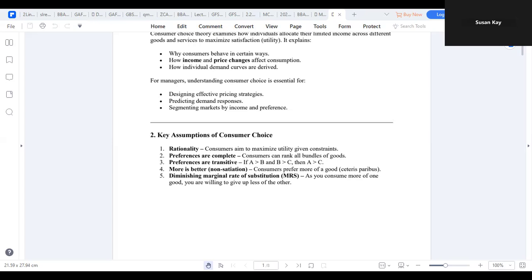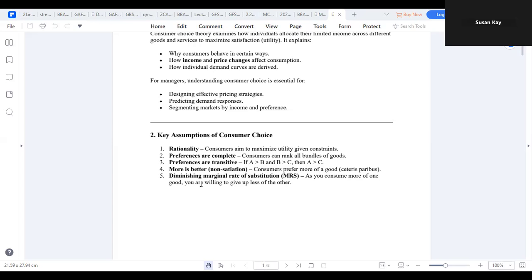The other assumption here is that more is better. Consumers will prefer more of a good to less. They will assume that it provides a positive utility. For instance, more chocolate will provide higher satisfaction until health or diet concerns come in. So these assumptions are very important.